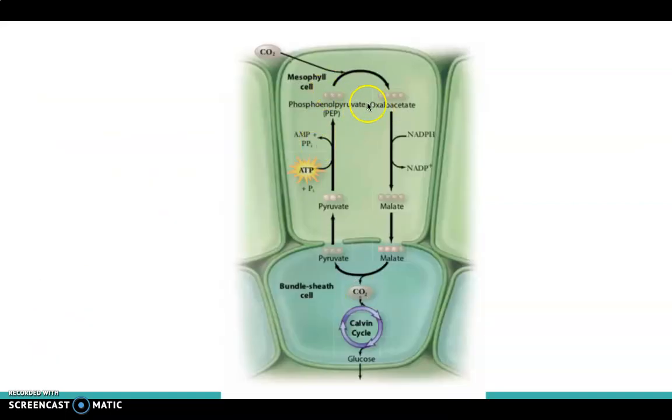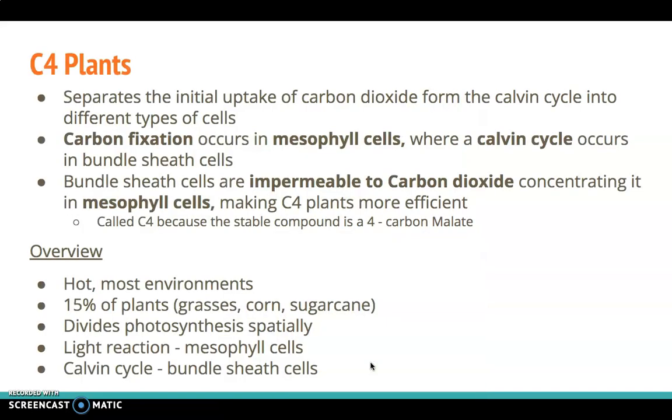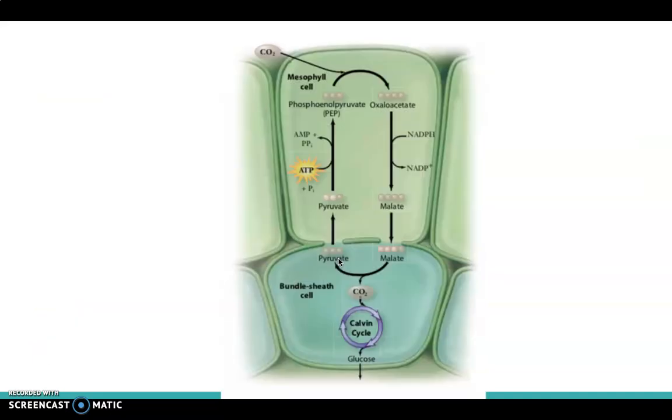So what I'm talking about here is that this is taking place in two different parts. You have the light-dependent part of the reaction here, and you have the light-independent part of the reaction taking place here. So that's where it's talking about the light reaction, and the Calvin cycle is happening in the bundle sheath cells. So first, your carbon dioxide is going to come in, and it's going to bond with your PEP. This is going to create oxaloacetate.